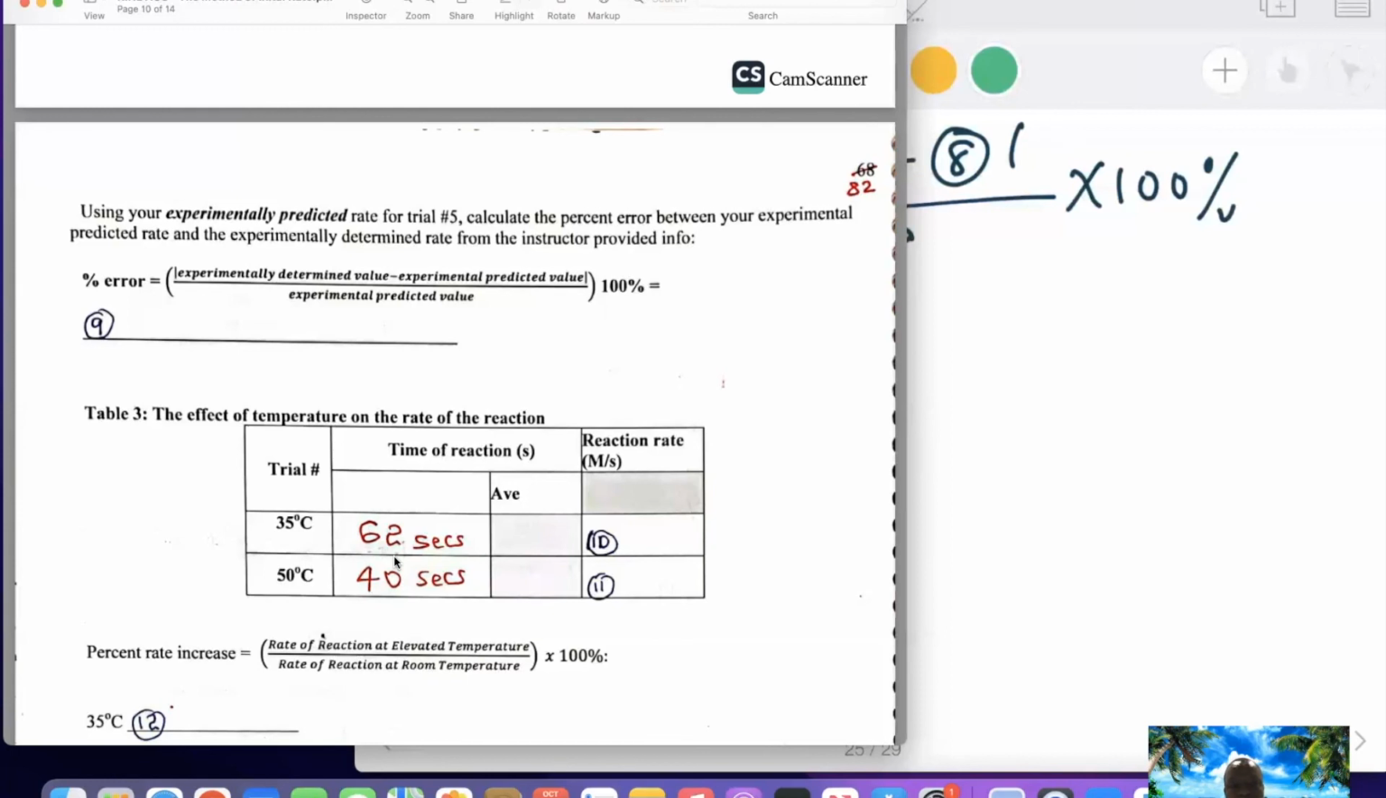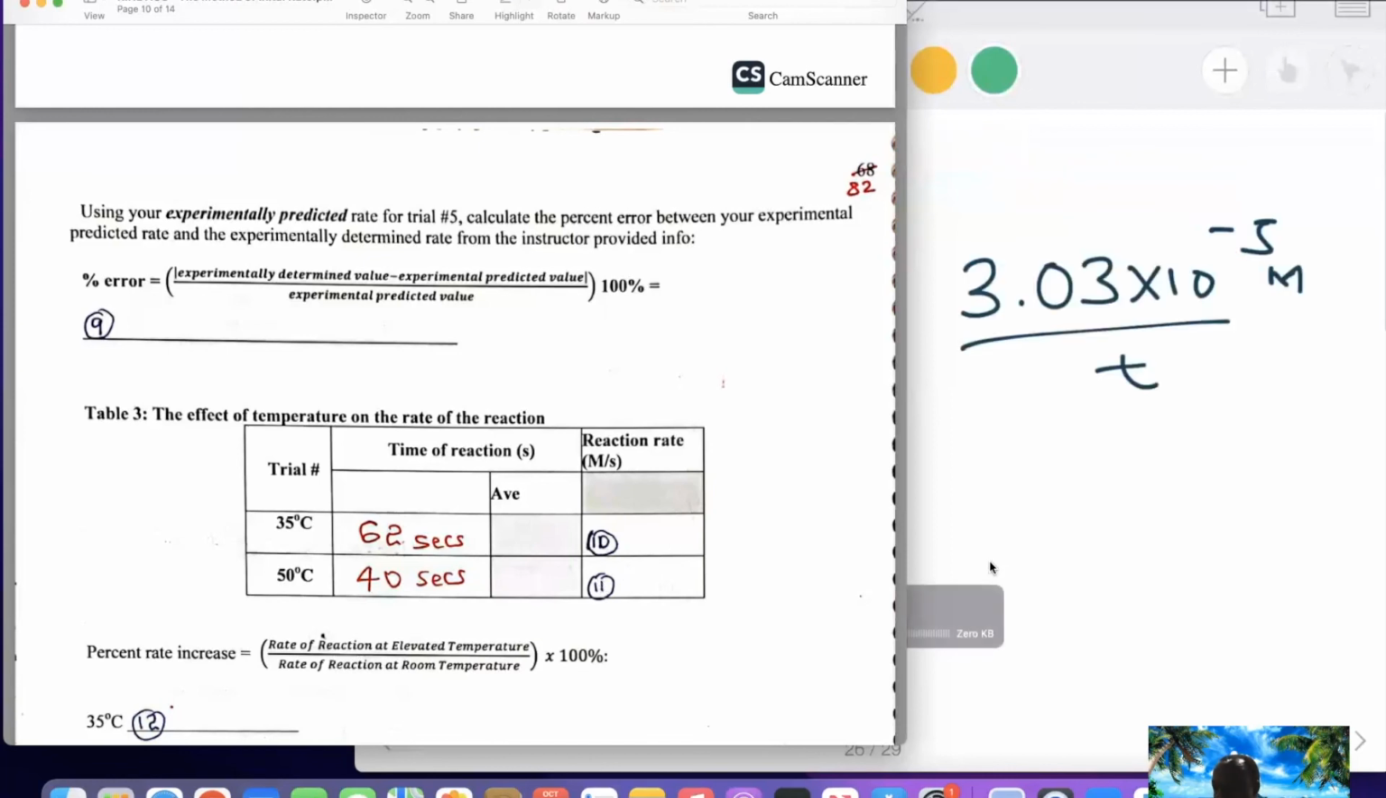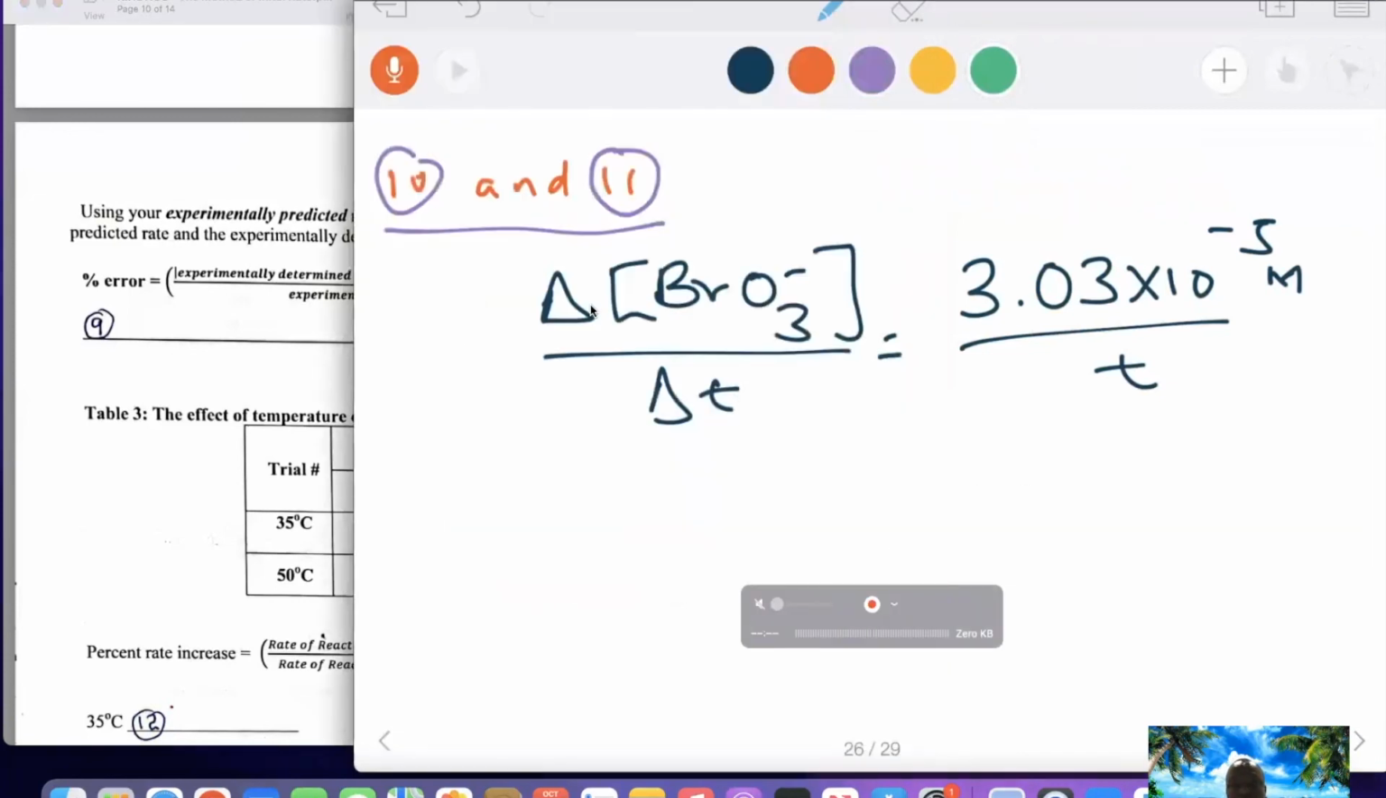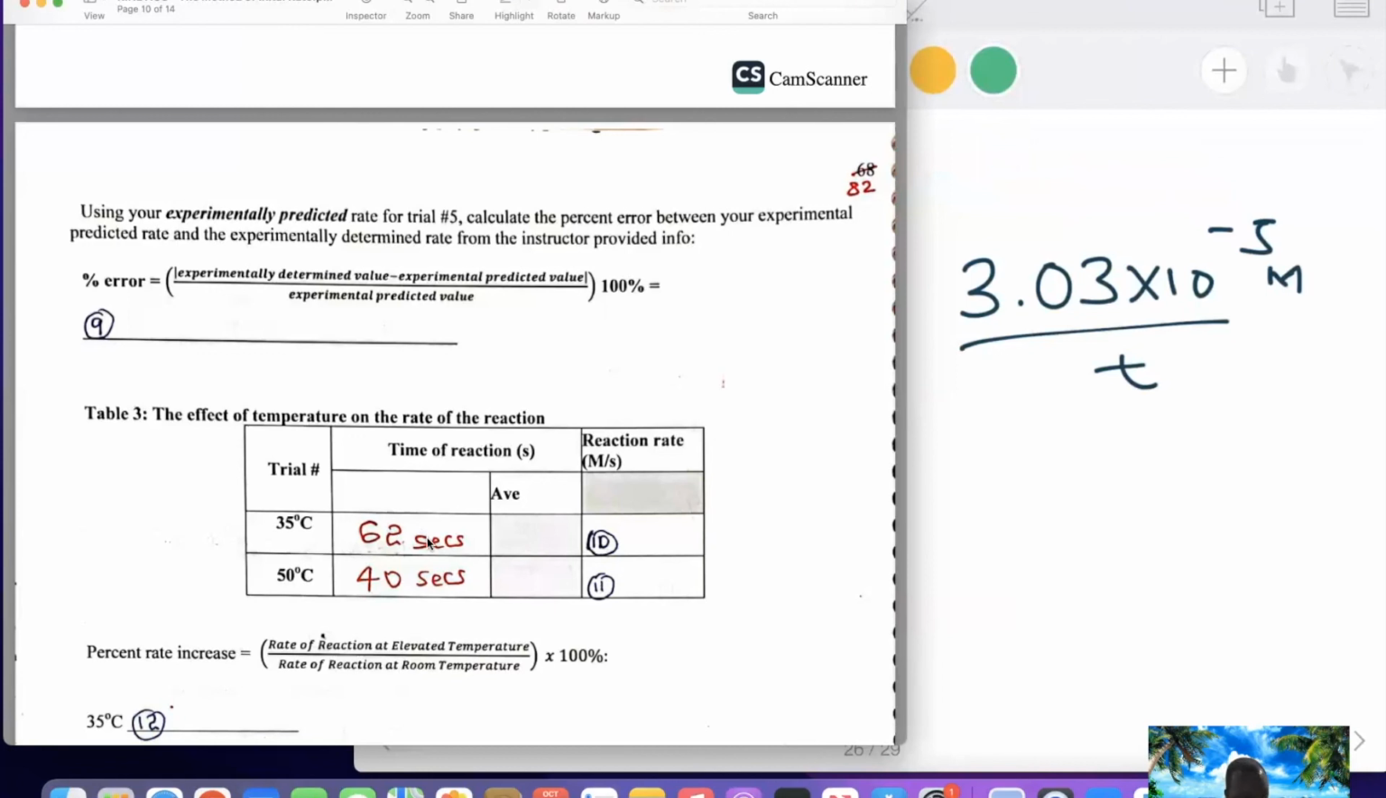In 35 degrees Celsius, we used to do twice, but forget about the average time. This is the only time we have, so just use this. And to find the rate of reaction for 10 and 11, at elevated temperature, you'll use this equation. Look at what I have for 10 and 11. It's just a change in concentration of bromate ion over change in time, or just over time. For 35, 62 seconds, and at 50 degrees Celsius, 40 seconds. Just divide the two and get the rate of reaction.